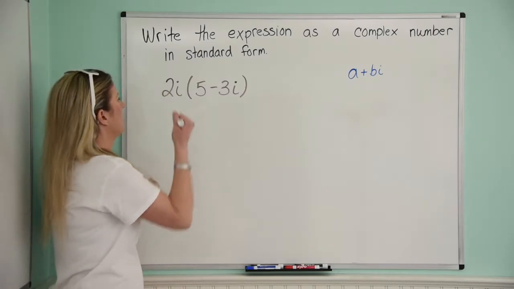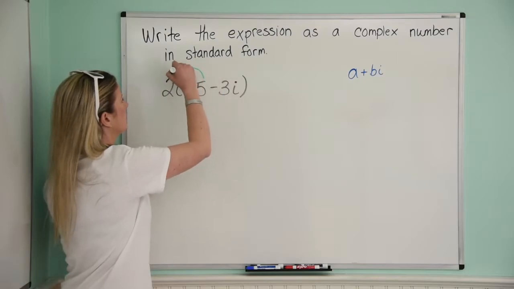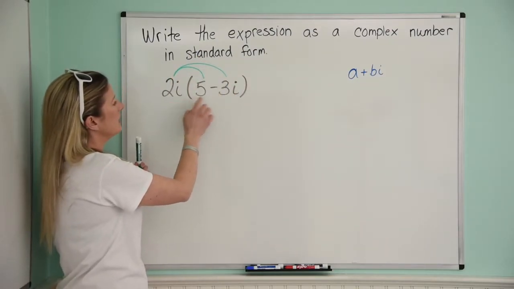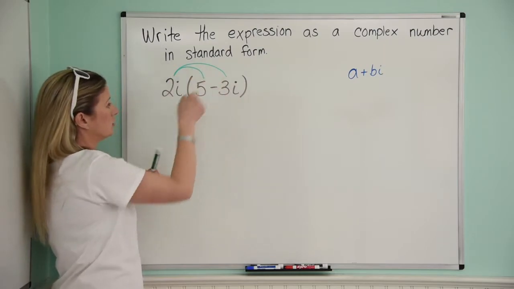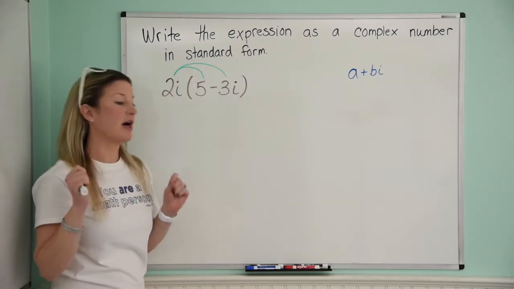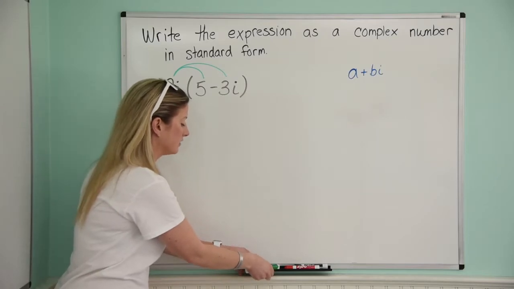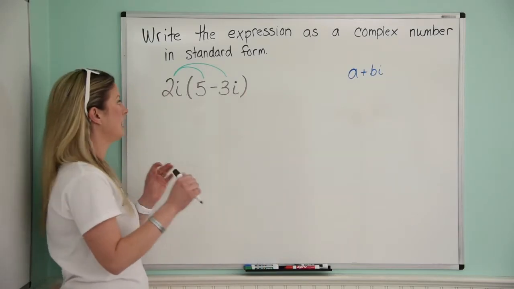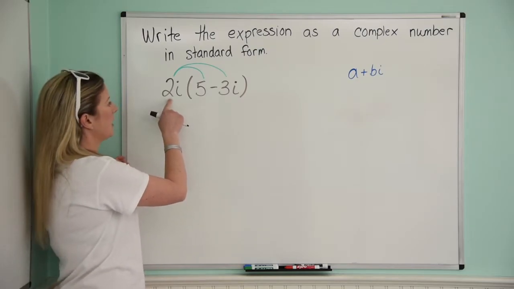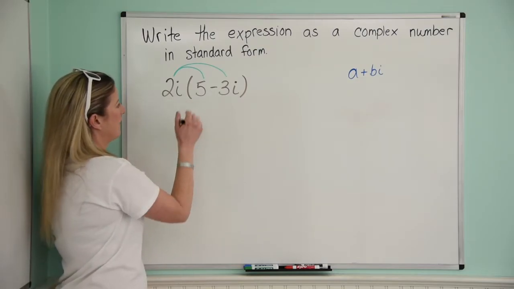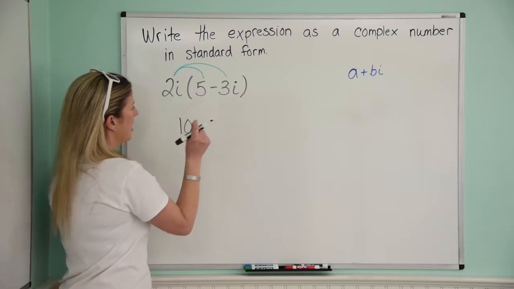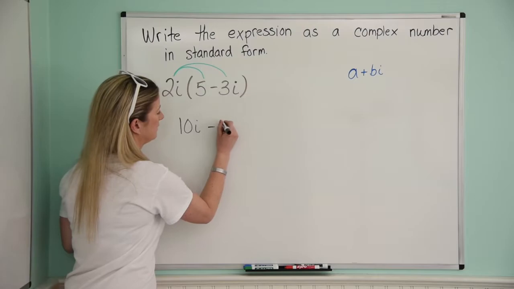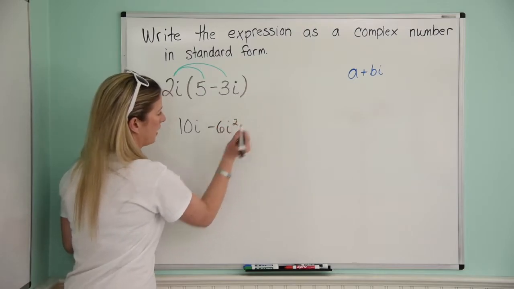Distribute. All right, so let's distribute 2i. We had 2i times the quantity 5 minus 3i. I'm going to distribute the 2i, and draw those lines. Please, please, please draw those lines all the time. I draw those lines, and I've been doing math for a really long time, but I still do it just to make sure I don't make a mistake. Okay, so 2i times 5 is 10i, and then 2i times negative 3i, that's going to be negative 6i squared.